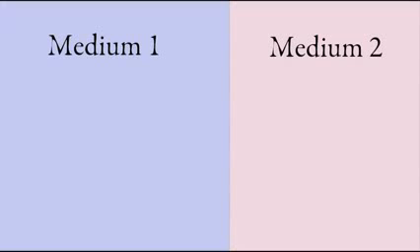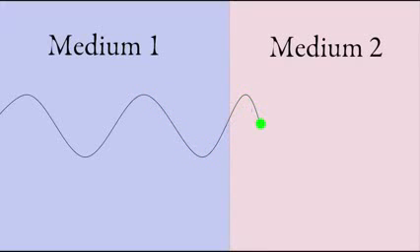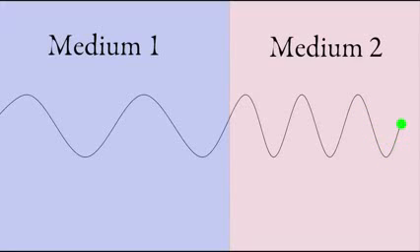In medium 1, both the wave speed and wavelength are large. When the wave moves into the new medium, both the wave speed and wavelength decrease, but the frequency remains the same. A change in medium only affects the speed and wavelength. It does not affect the frequency.